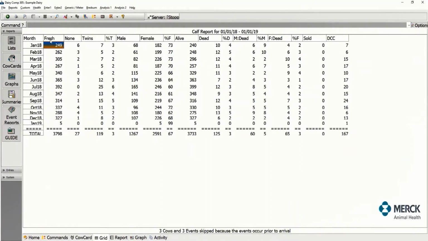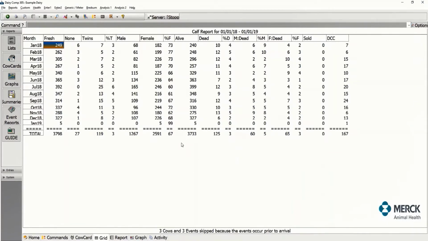The second column here demonstrates the number of fresh cows that they had on a monthly basis. Here's the total number of cows that freshened for the year of 2018. And where you're going to observe the percentage of stillbirth is in this column here. So here we can see 3% stillbirth for the year of 2018. You can actually evaluate the variation across the year, and this is basically a snapshot for the year of 2018.